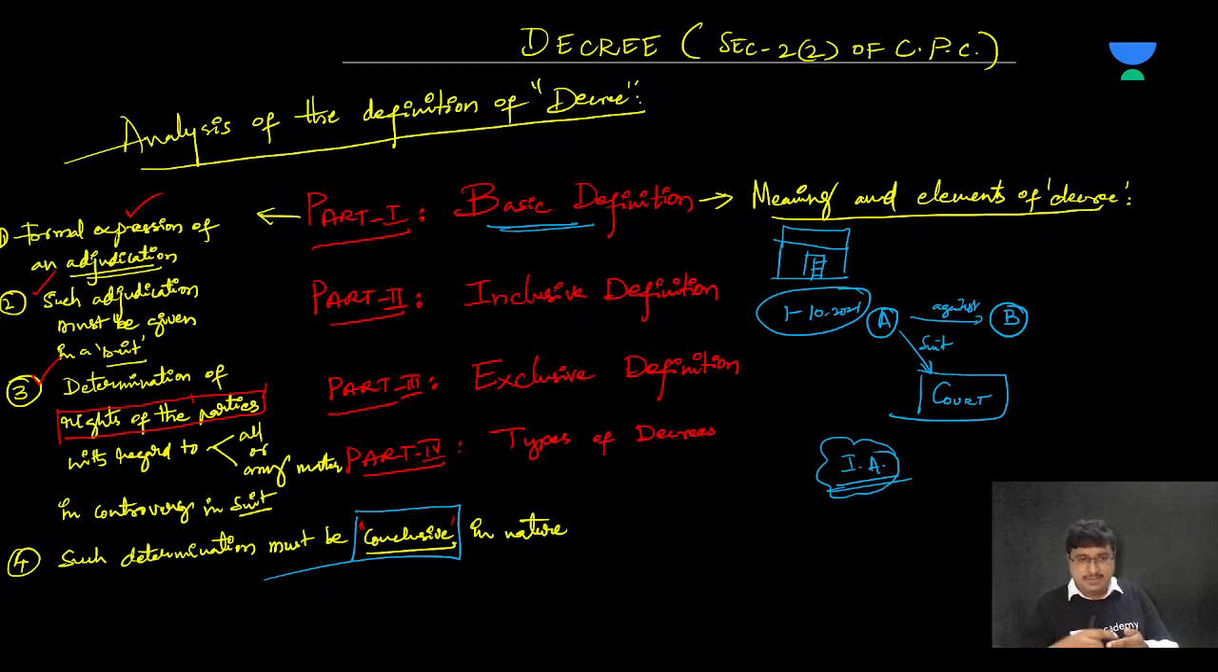Then it must determine the rights of the parties, friends, with regard to any one of the matters or all the matters, any one of the issues or all the issues which are in controversy in the suit. The next essential element under the basic definition of the word decree is such determination must be conclusive in nature but not temporary in nature. It does not mean it is interim in nature. It must be conclusive in nature. This part is over, friends.